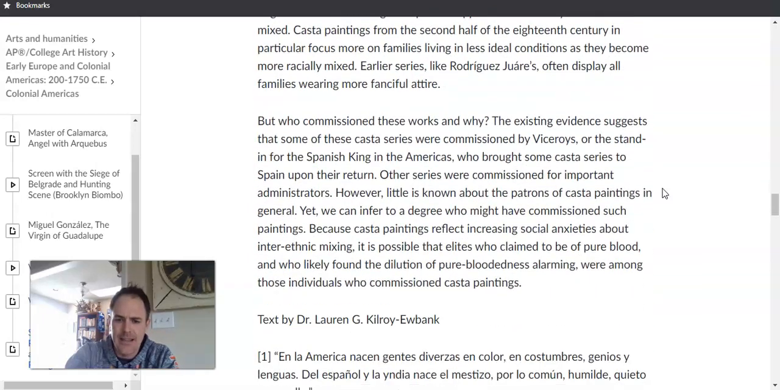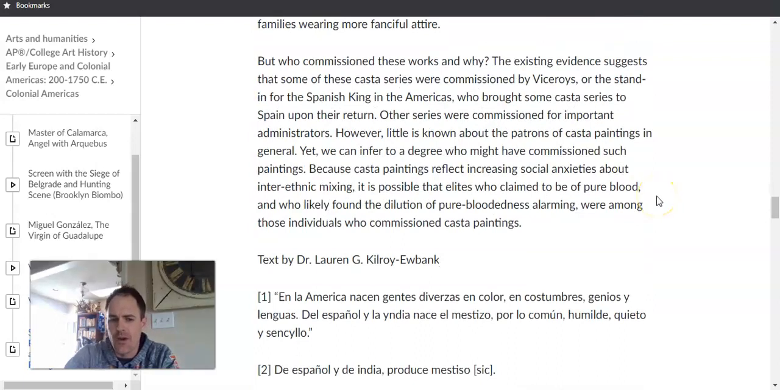Yeah, I want to get to this last part. Who commissioned these works and why? Which is one of the discussion questions we had. The existing evidence suggests that some of these Casta series were commissioned by viceroys, or the stand-in for the Spanish king in the Americas. That's in Spanish literally what it means, like representative of the king, who brought some Casta series to Spain upon their return.